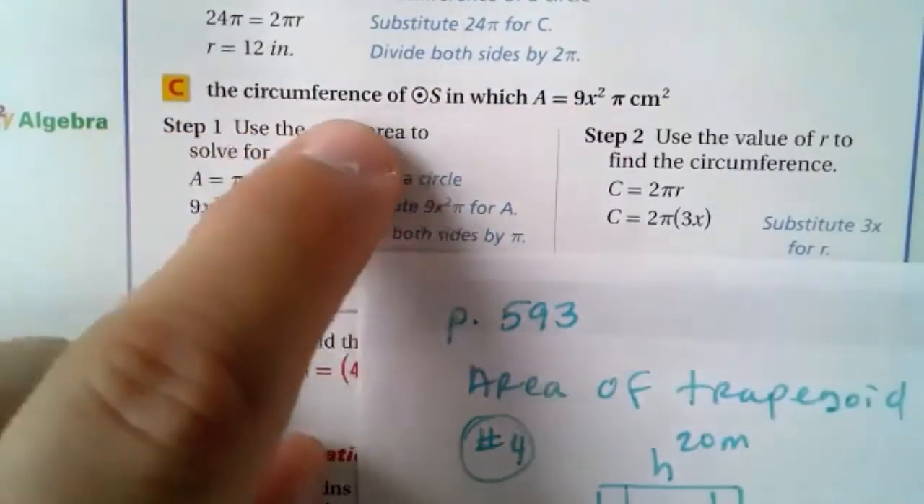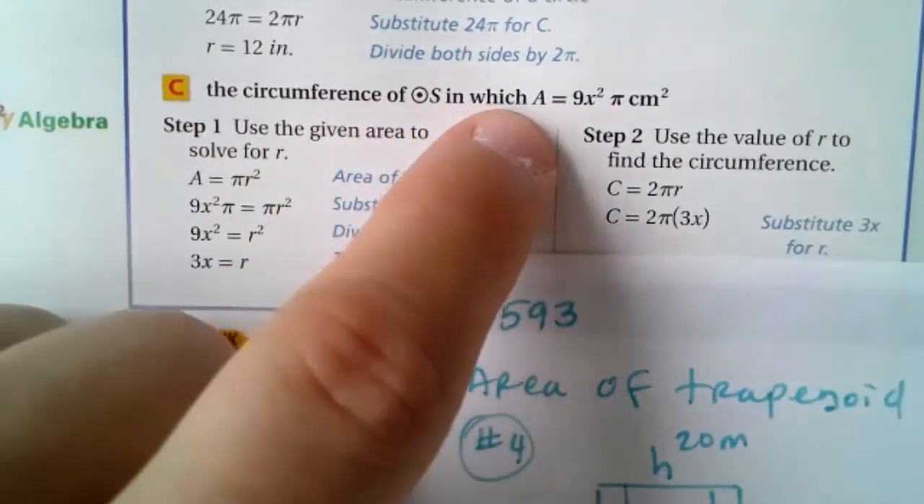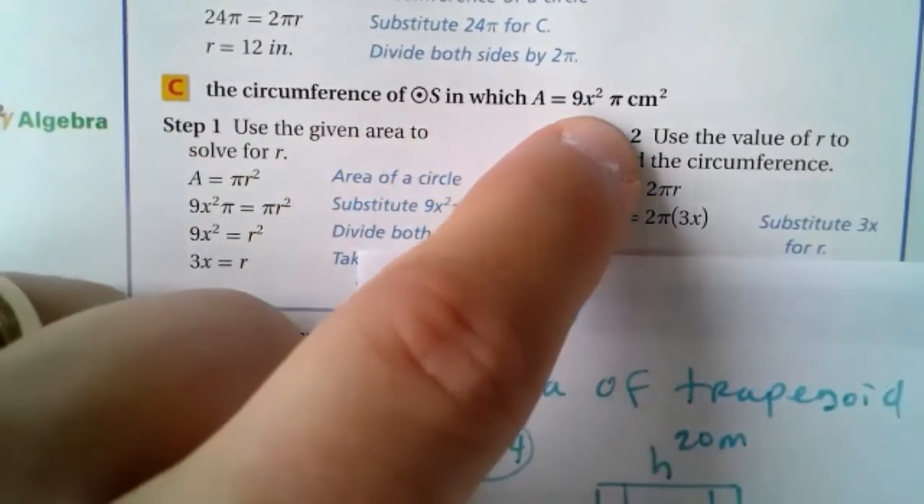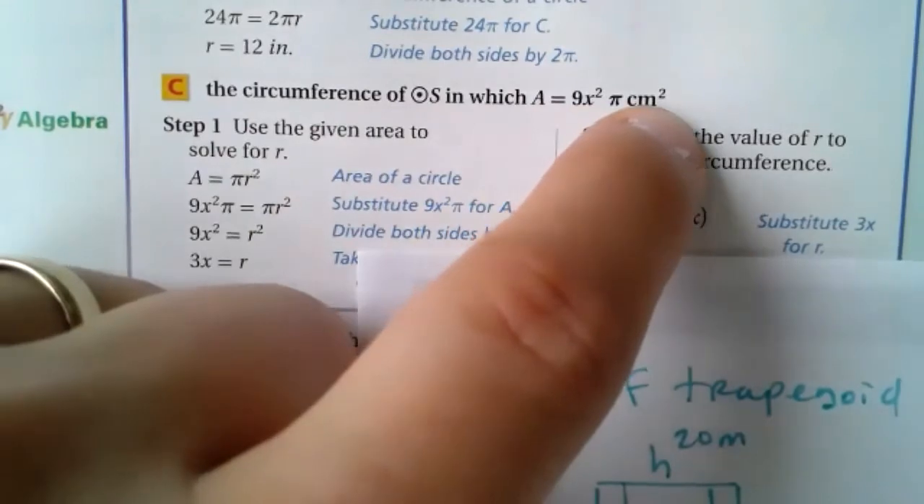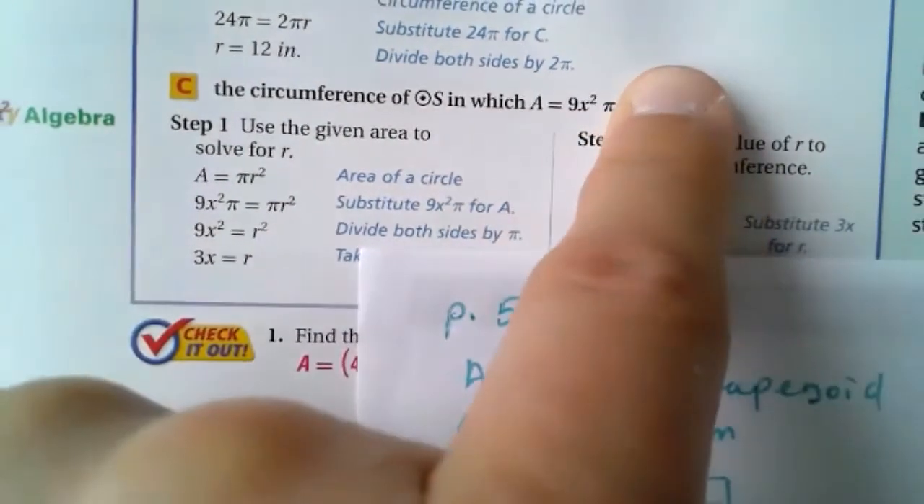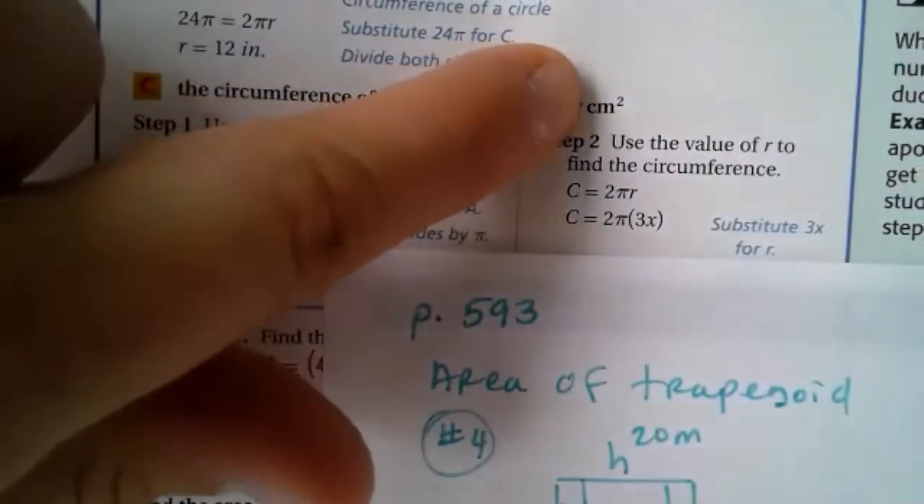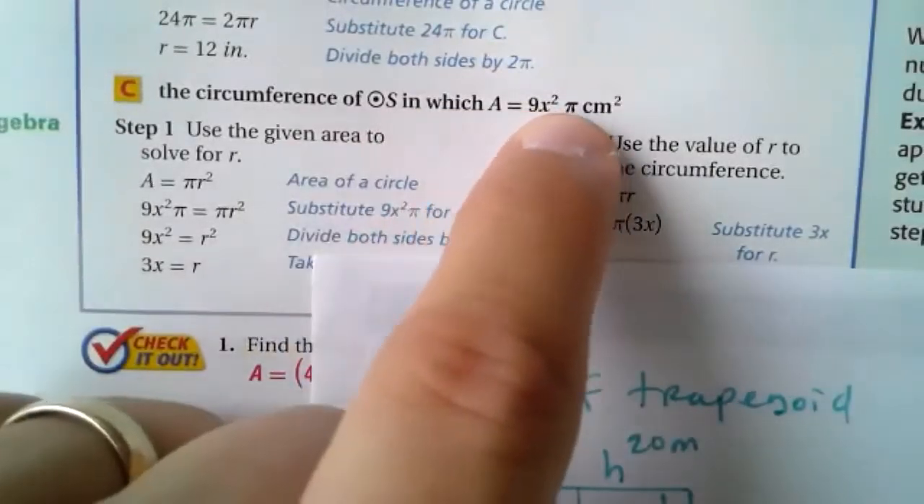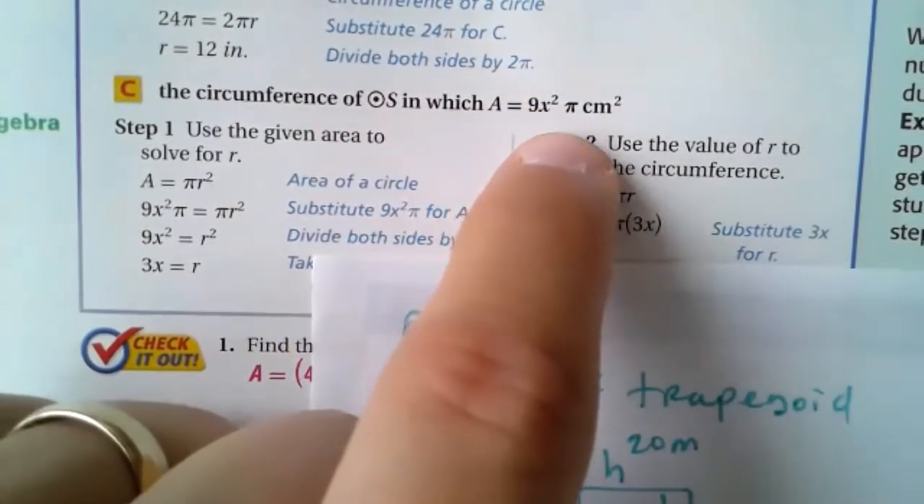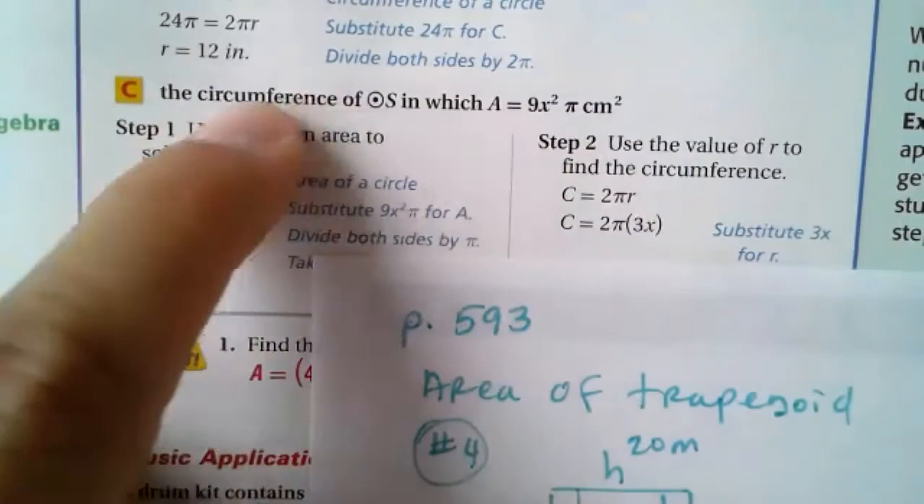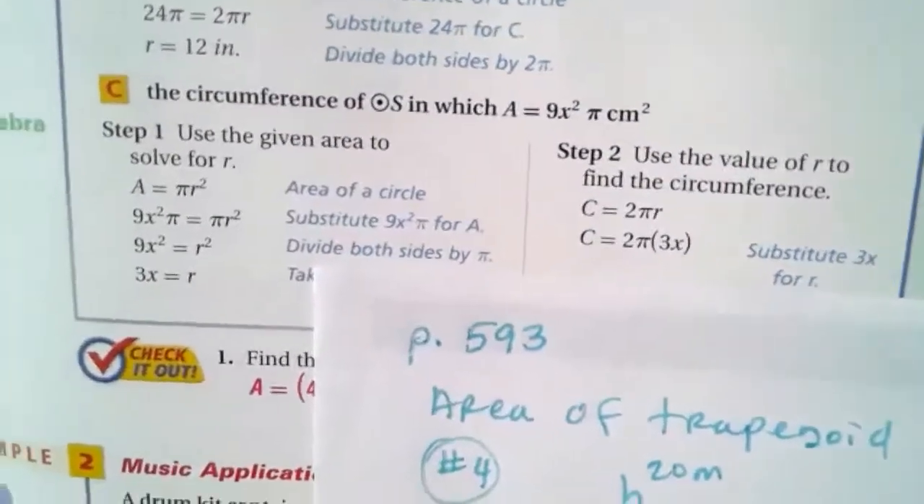So the circumference of circle S in which area equals 9x squared pi centimeters squared. So that's the area, and it's measured in squares. So I'm not going to worry about what the area looks like. What I am going to worry about is the circumference. Okay, so let's see what we need.